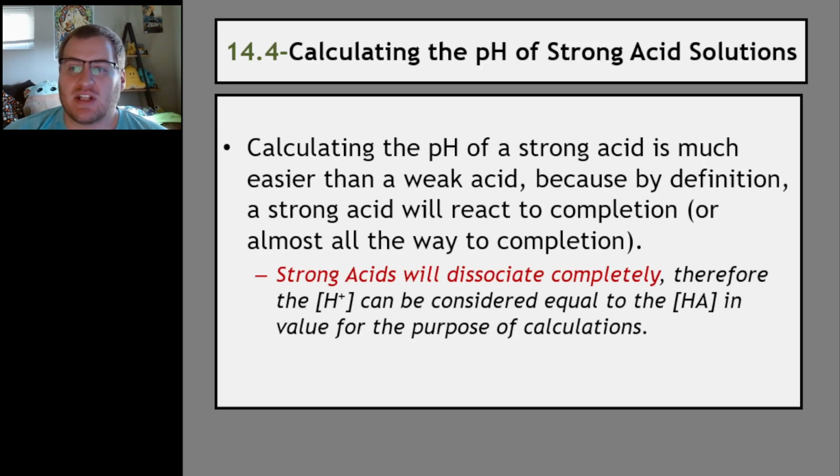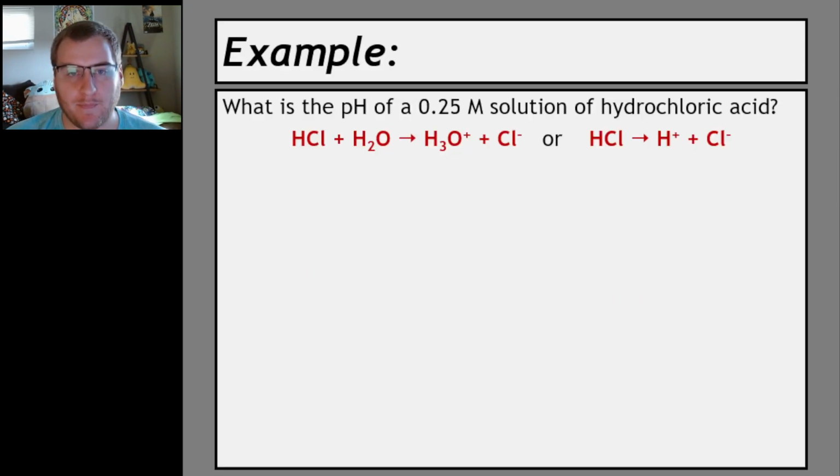To calculate the pH of a strong acid solution is actually really easy. You just use the pH formula. By definition, a strong acid will react to completion, or almost entirely to completion, meaning 100% of your acid molecules will turn into the ions. So it's actually going to make the math really easy. If you know the concentration of your acid, the concentration of your H plus will just be the same. So let's look at an example.